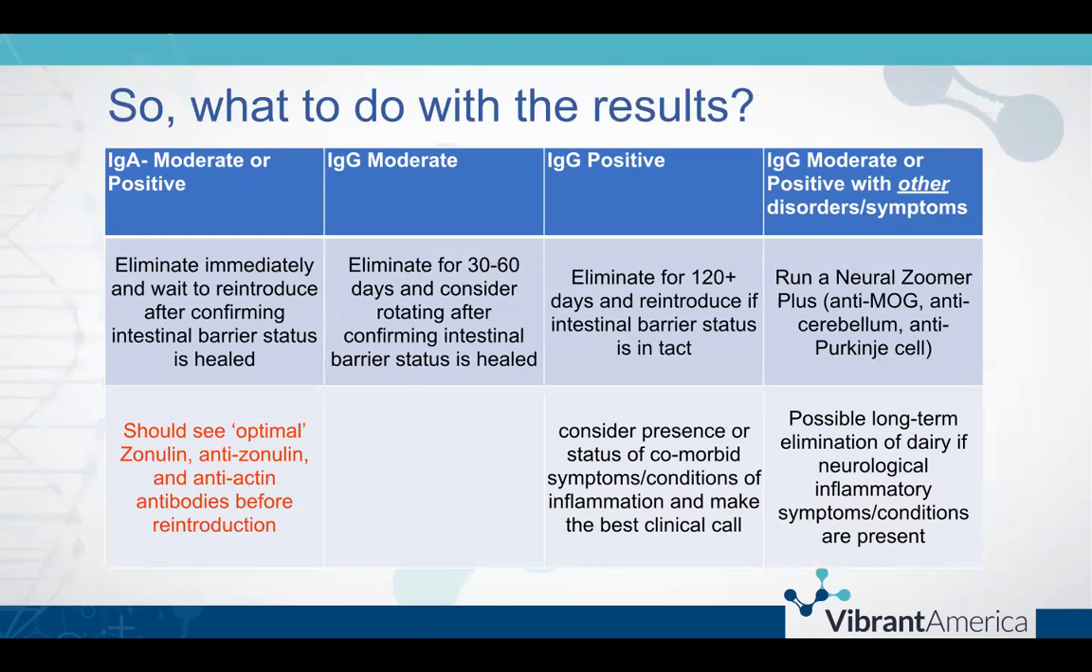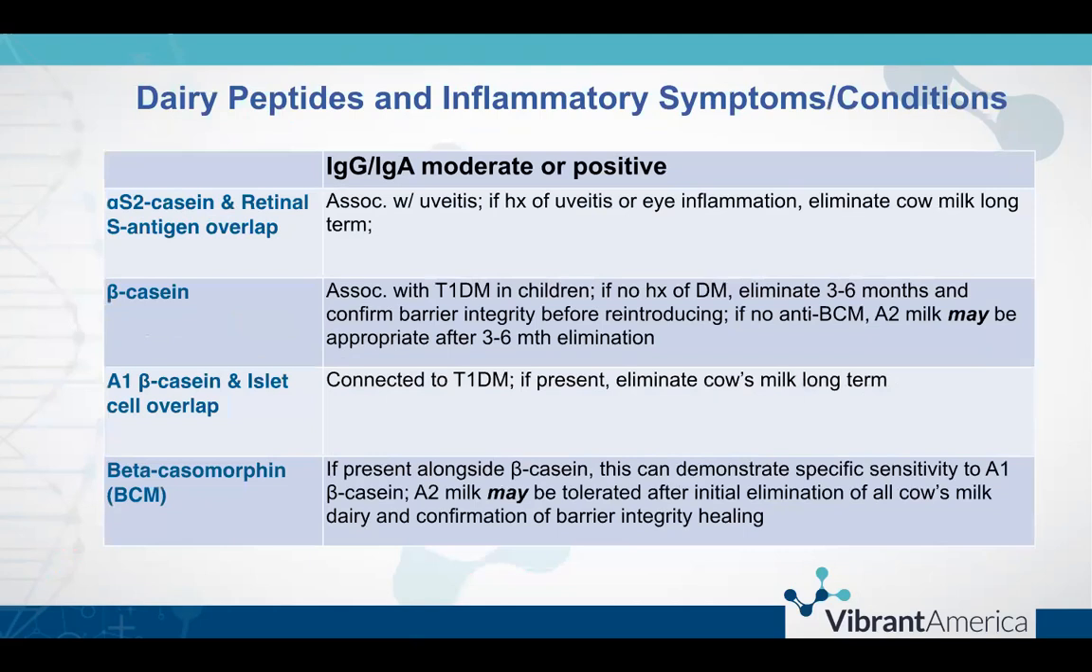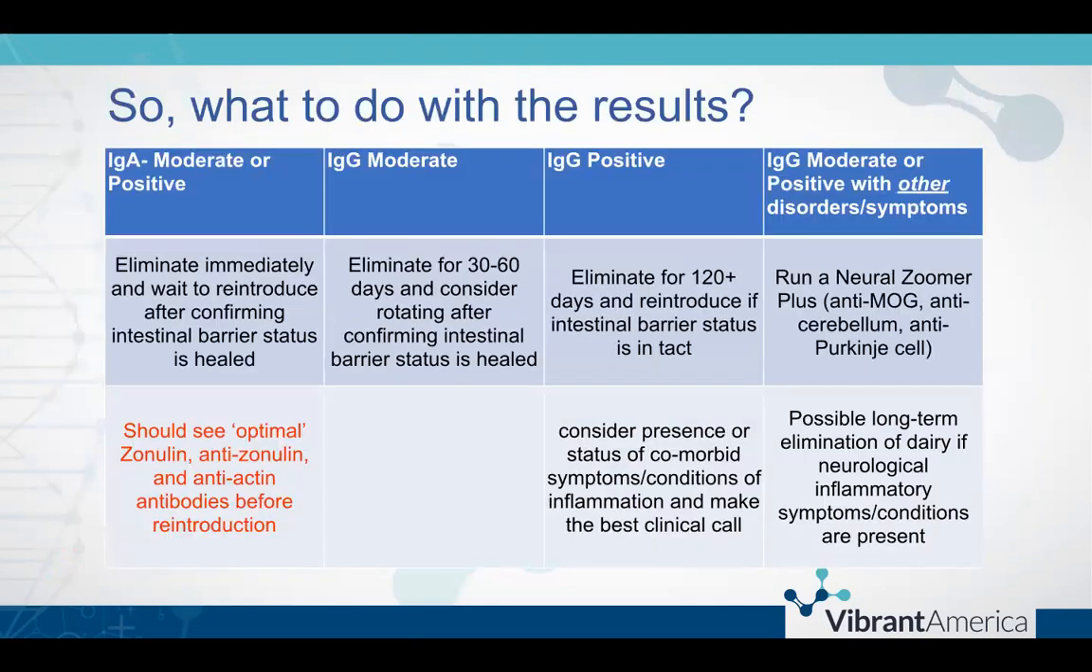IgG positives, you would definitely want to eliminate longer term, up to 6 months potentially, and reintroduce once you've confirmed the intestinal barrier is healed. You do want to make sure that, again, if you have other comorbid conditions, for instance, if you have IgG positive islet cell overlap, you would not reintroduce those foods, even if you did confirm that the intestinal barrier is healed, just because there's such a strong connection to type 1 diabetes in those.